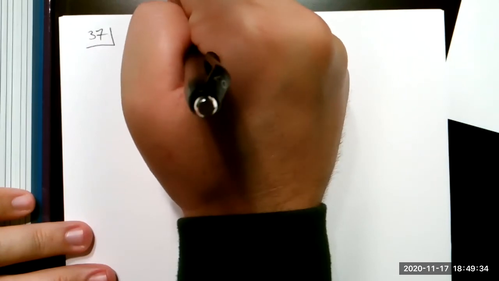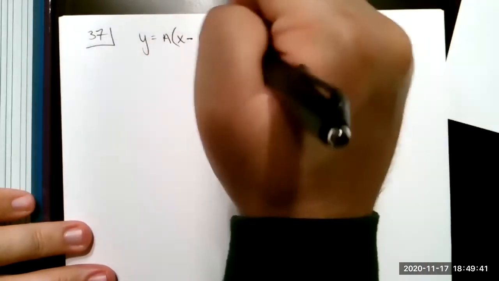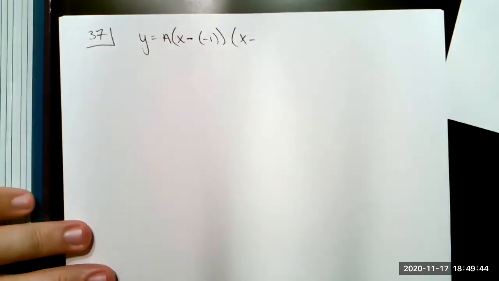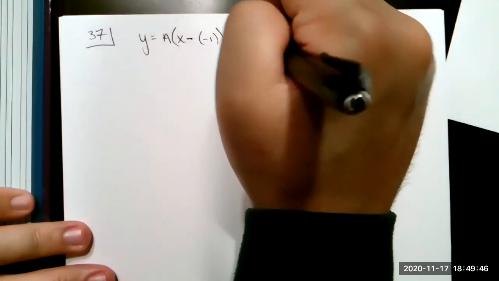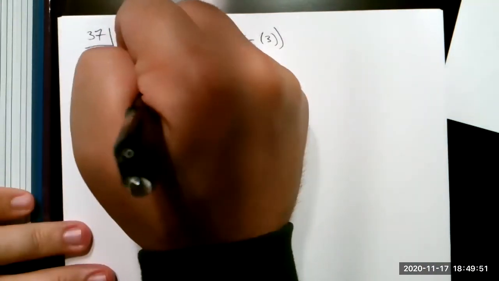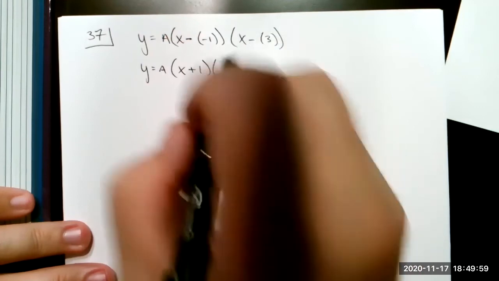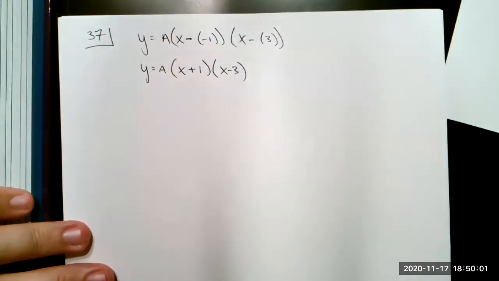So what we're going to do is write y equals a, and then it's x minus your first x-intercept. So that's at -1. And then I'm going to multiply that by x minus the second x-intercept, which is 3. So now we simplify. When I subtract a negative, it's the same thing as adding. And now I'm just subtracting 3. So not too bad. Plug in your two x-intercepts.